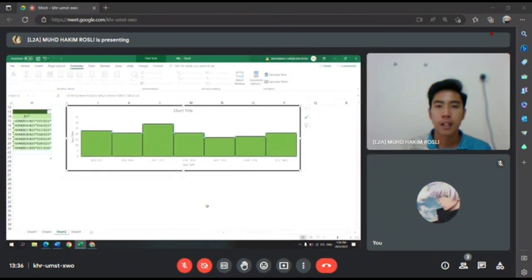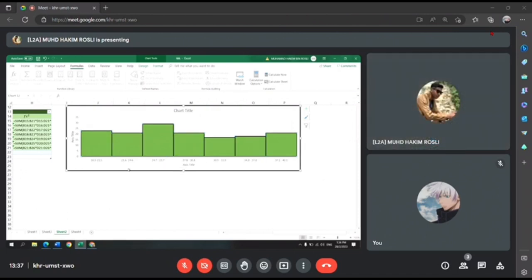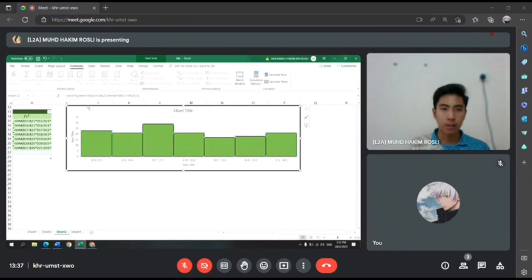After that, we created this histogram graph, and this is the new formula for the graph. That's all.